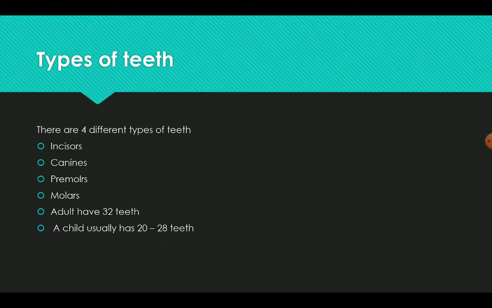Types of teeth. Based on the different shapes and functions, human teeth are of 4 kinds. As you can see in the slide, incisors, canines, premolars, and molars are the 4 different types of teeth. Let me explain each of the types of teeth. Incisors are the 4 front teeth at the middle of the jaw. They are chisel shaped for biting and cutting. Canines are one on either side of the incisors in each jaw. They are pointed for tearing the food.